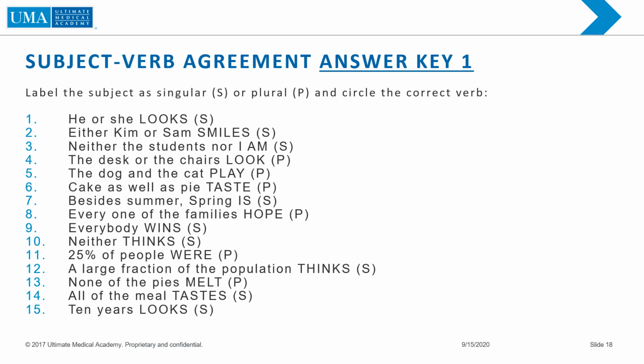All right. And so now we have the answer key just so we can move on. He or she looks, singular. Number 2, either Kim or Sam smiles, that's S for singular. Neither the student nor I am, singular. The desk or the chairs look, plural. The dog and the cat play, which is plural. Cake as well as pie tastes, singular.